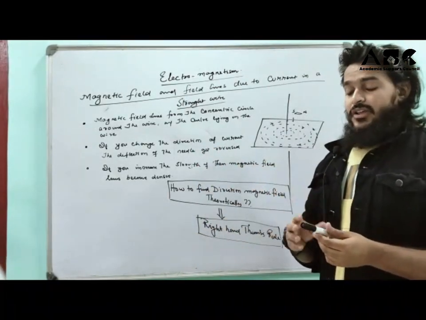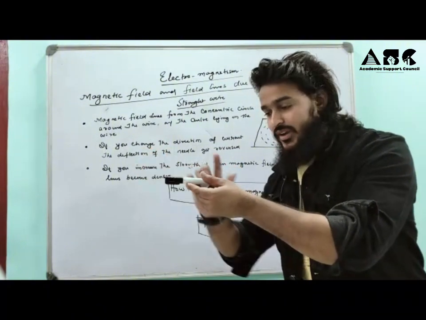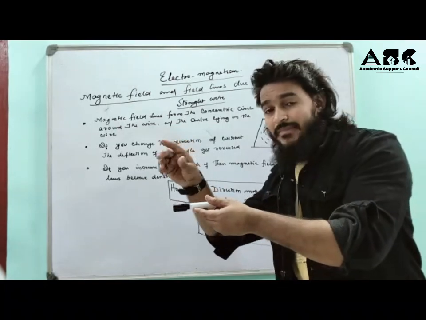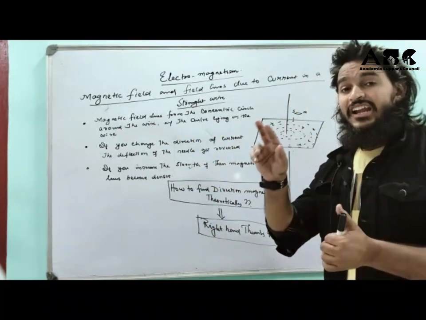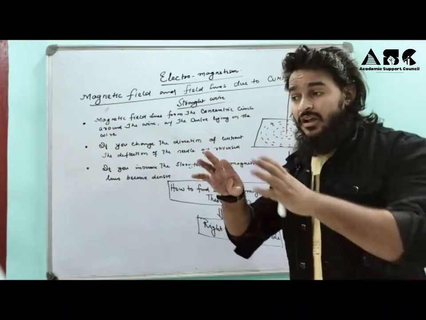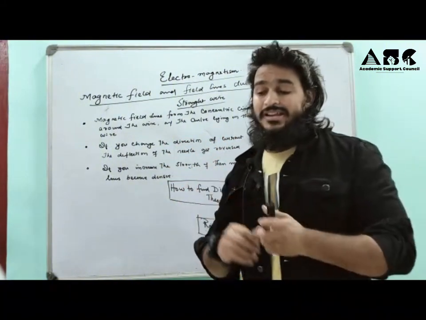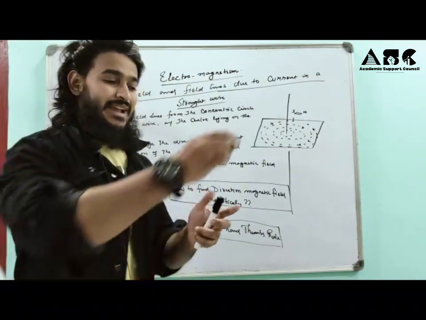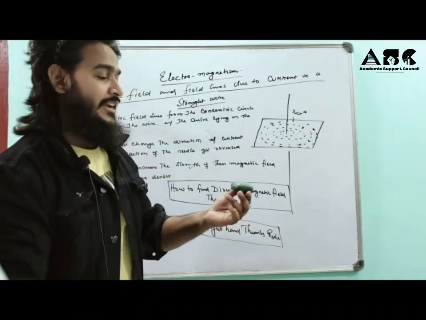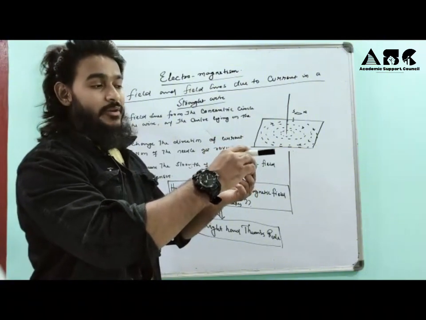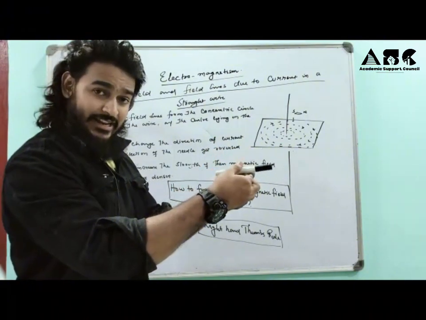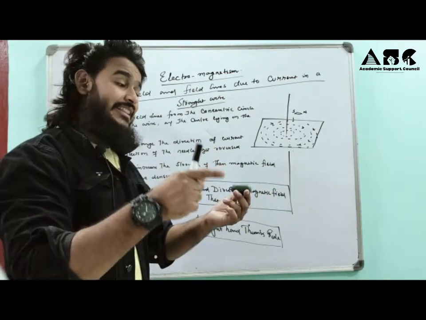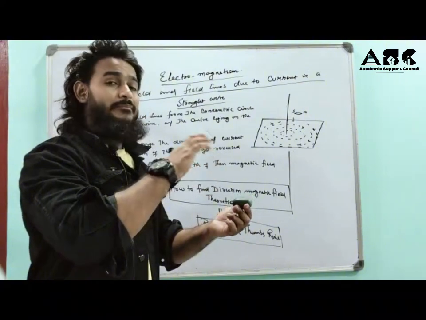So he found that whenever current is passing through the conductor, there is some deflection in the magnetic needle. A magnetic needle only deflects when there is a magnetic field around. Suppose this one is a magnet, and if you place a magnetic needle or compass over here, there will be some deflection on the magnetic needle. That deflection indicates that there is some magnetic field around the magnet.